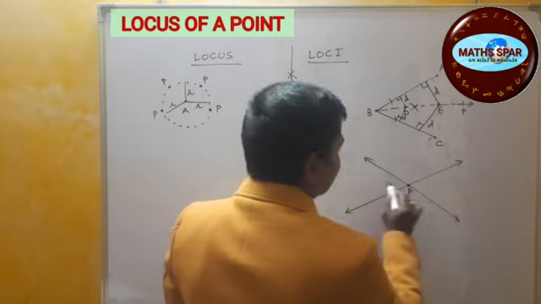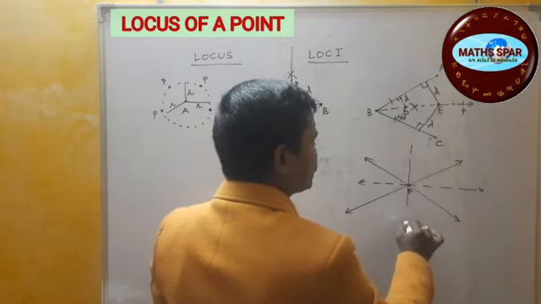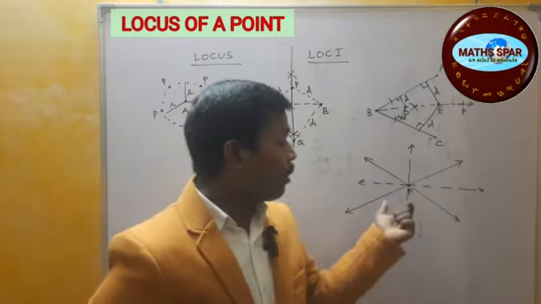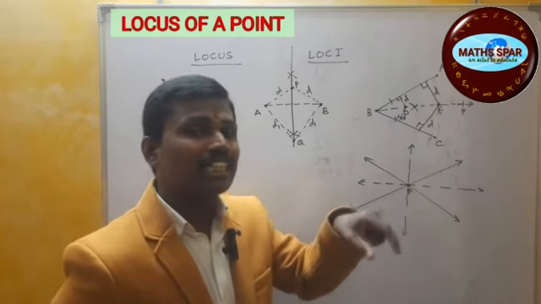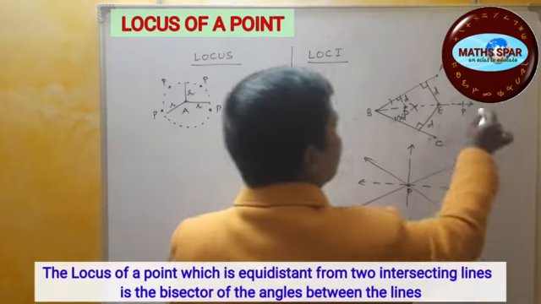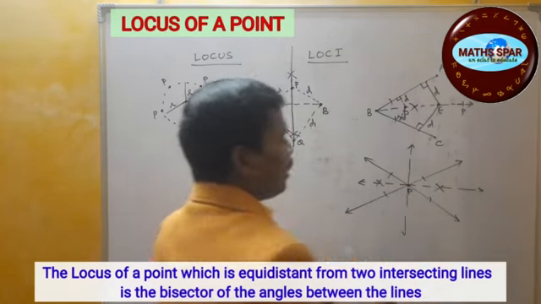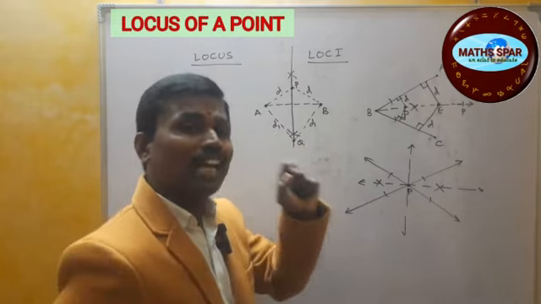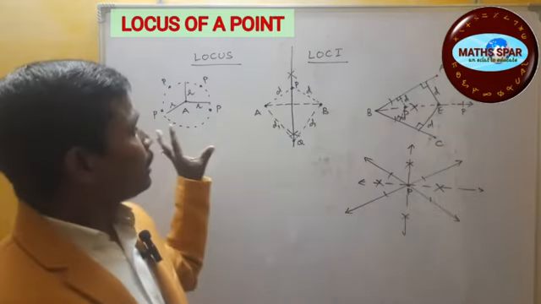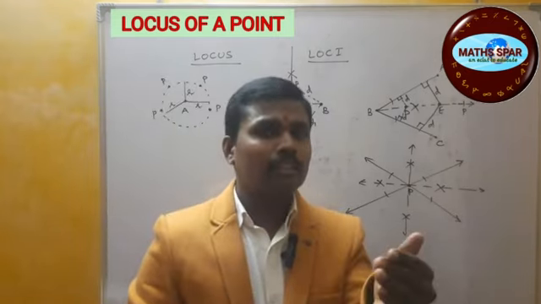Similarly here also, this is the locus of a point and this is also the locus of a point. So the locus of a point which is equidistant from two intersecting lines is the angle bisector of those two lines. So these three are the key concepts.